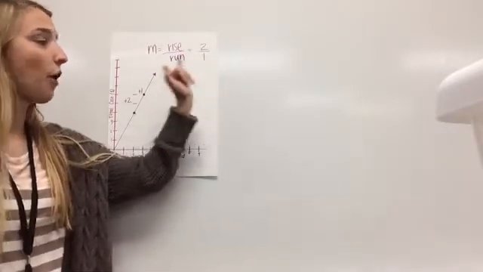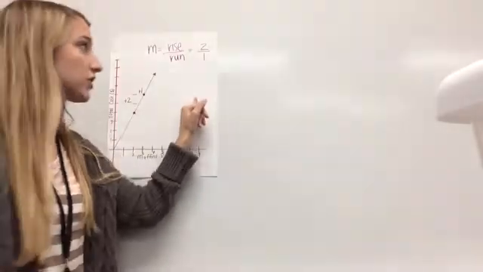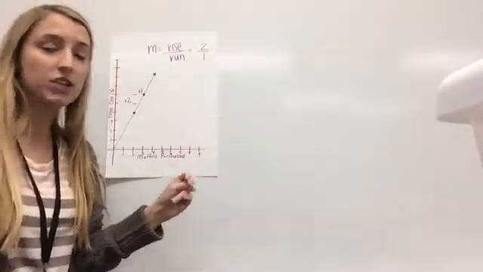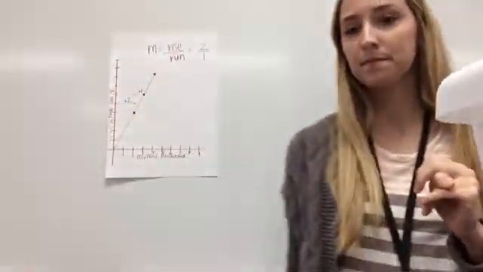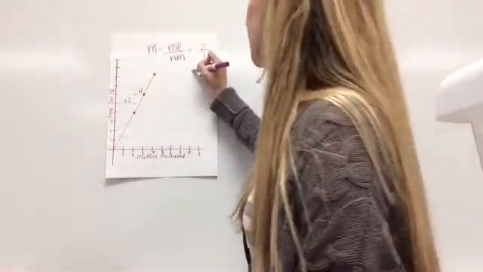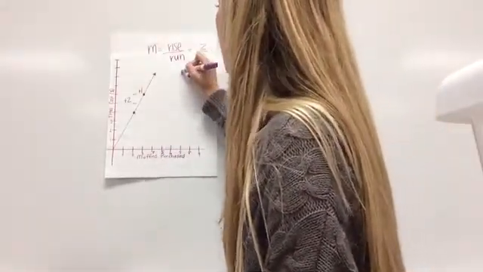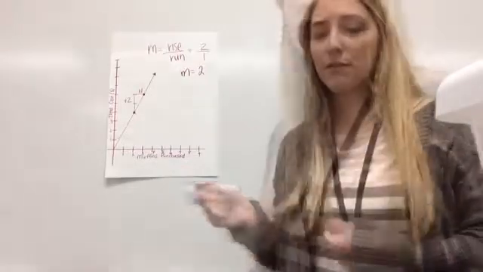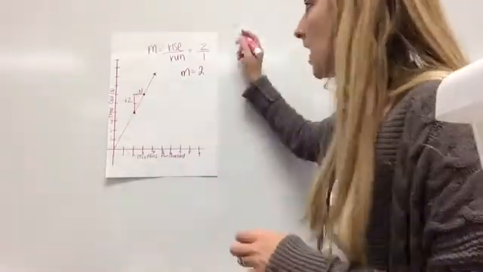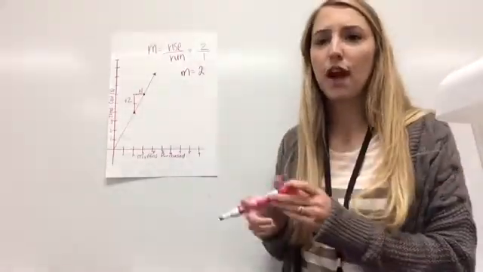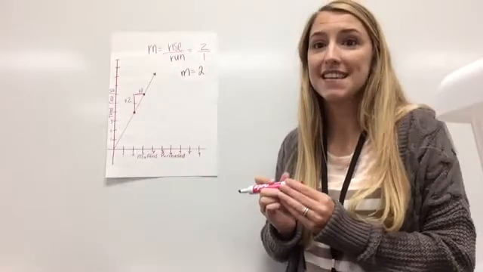But we said we're always going to write it as a simplified fraction. So how can we simplify 2 over 1? Absolutely, we're going to write just 2. So m equals 2. Before we move on to our next example, I just want to go over how we're going to say this in words.